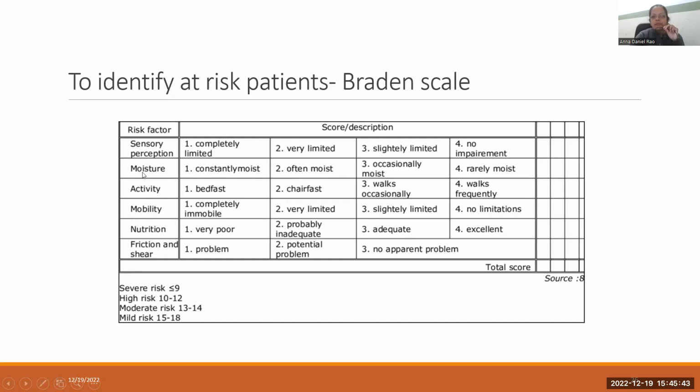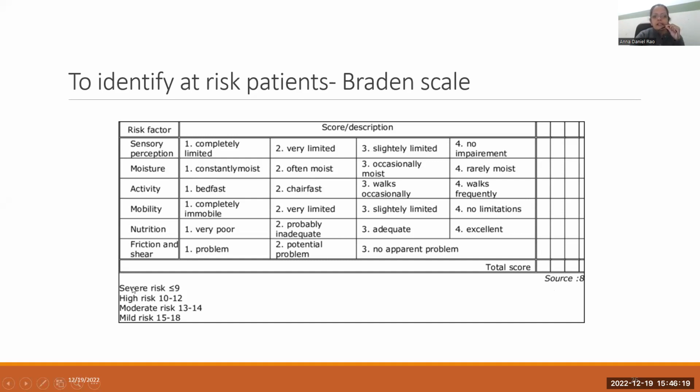Then moisture, whether skin is constantly moist, often moist, occasionally moist, or rarely moist. Accordingly, you place the number. So similarly, you can do other fields of assessment also, like activity, mobility, nutrition, friction, and shear. So after placing the numbers, you will do totaling of it. So you will find out what is the risk where your patient falls.